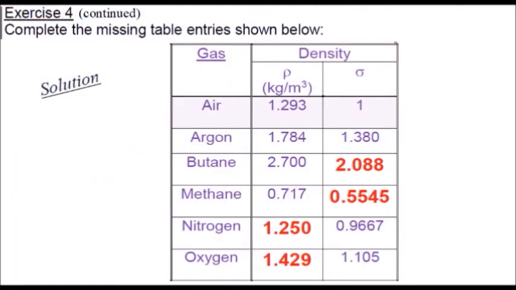And here's exercise 4, solution continued. Here are the answers for the gases. I'll let you review these answers at your own pace.